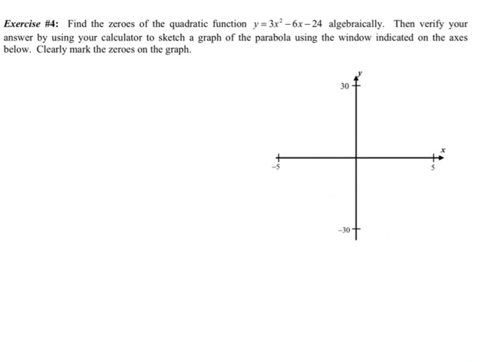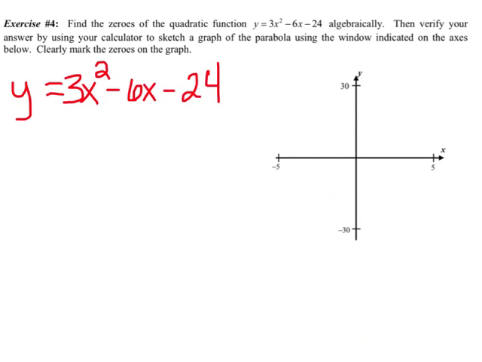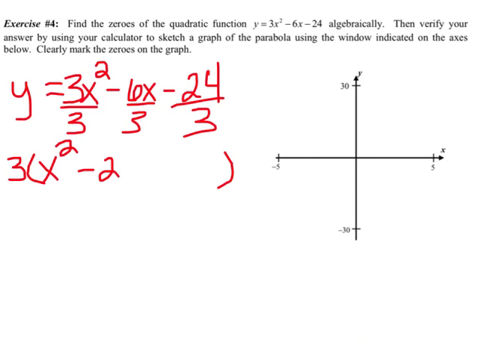Exercise 4, find the zeros of the quadratic y equals 3x squared minus 6x minus 24. And this is also a new problem because there's a GCF here. My GCF is going to be 3. So I'm going to divide by 3, divide by 3, divide by 3. Why this is unique is that 3 is going to go outside of my parentheses. X squared minus 2x minus 8.